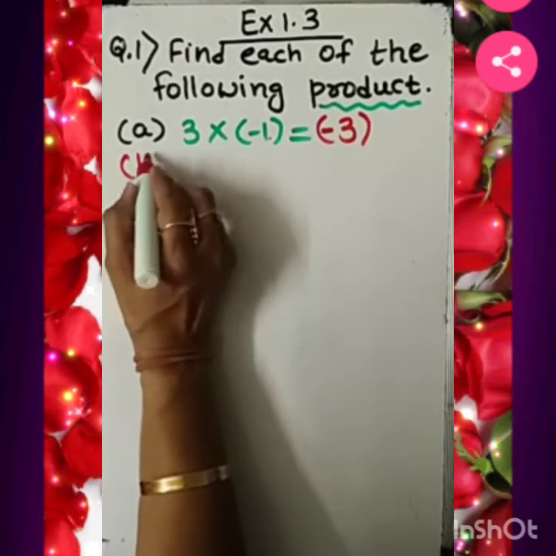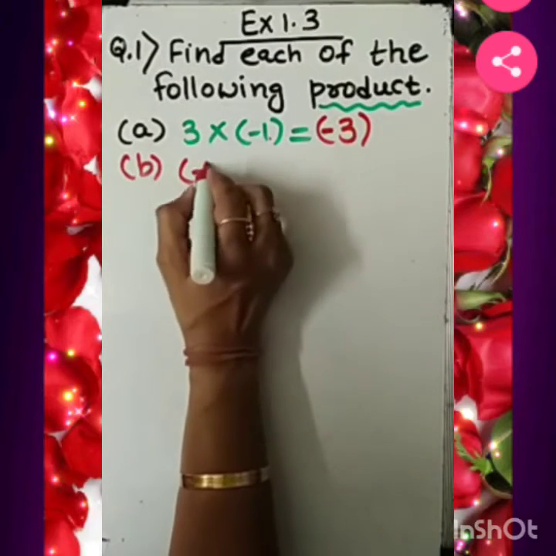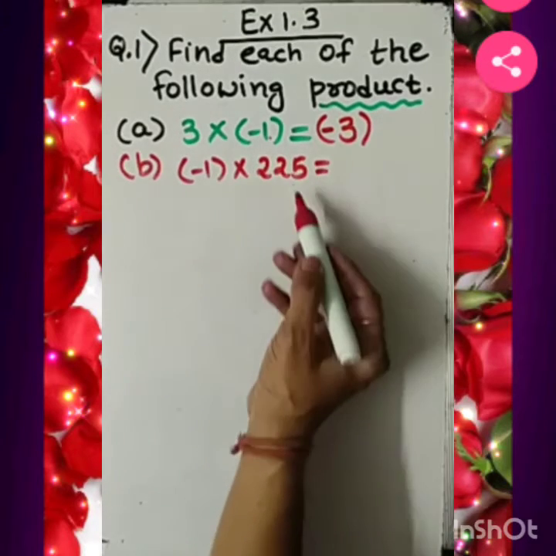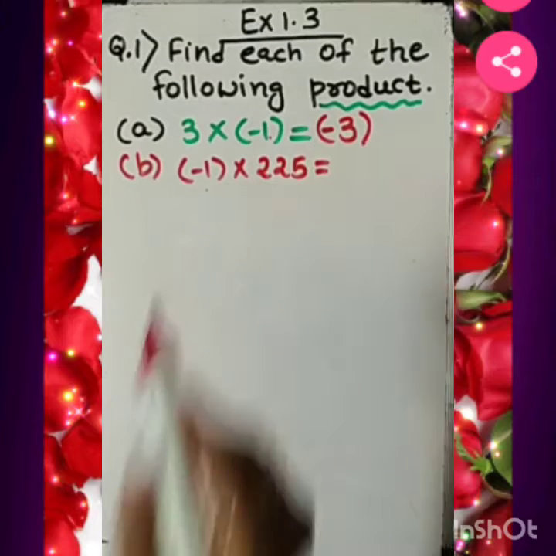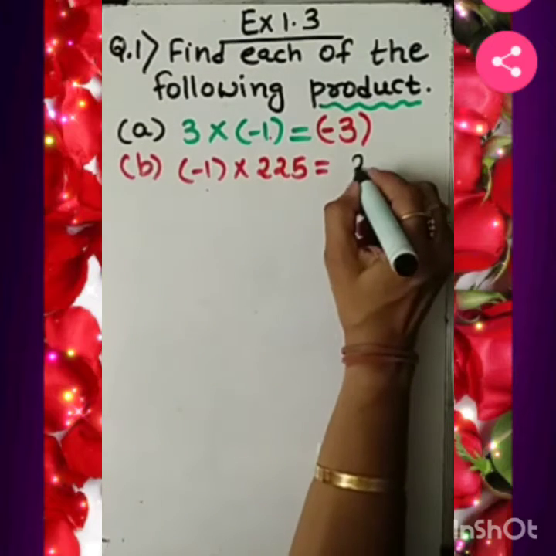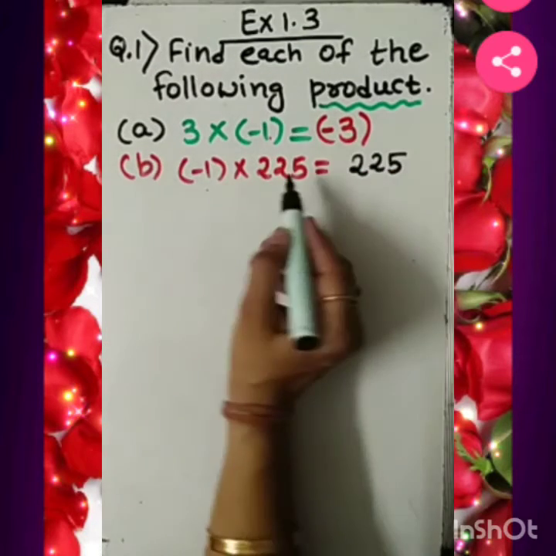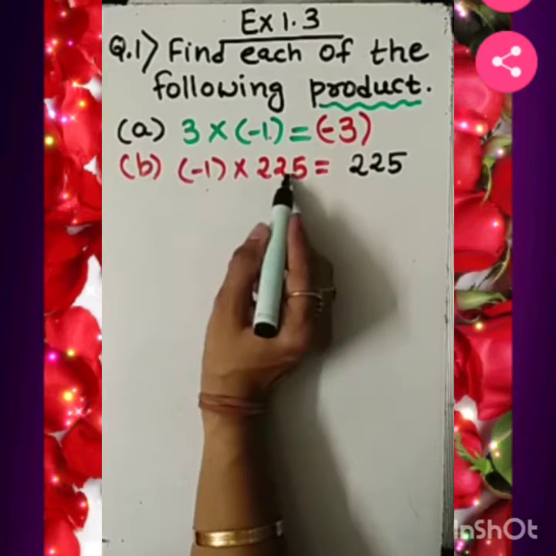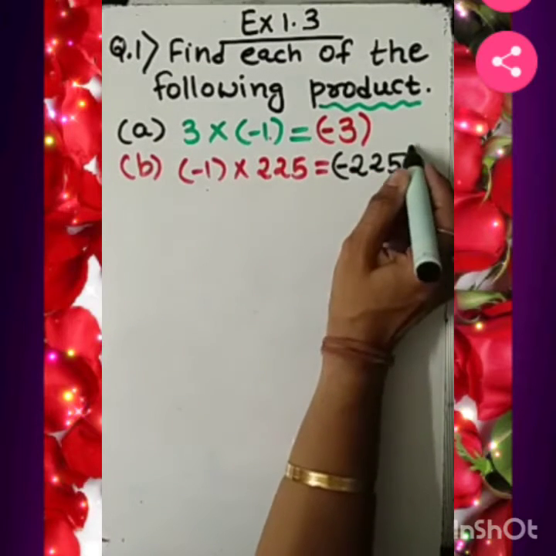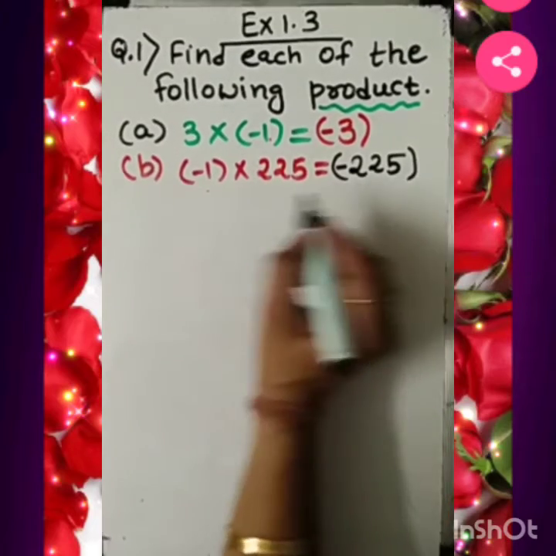Let's move on to part B. Minus 1 into 25. When we do the product, 25 into 1 gives the result 25 only. But because one of the numbers is negative, the answer is negative. The product will also be negative.